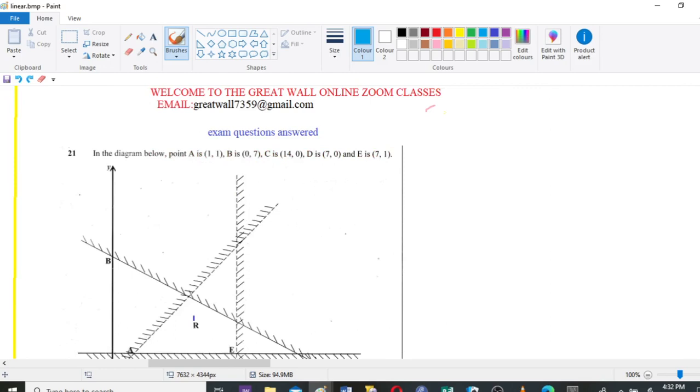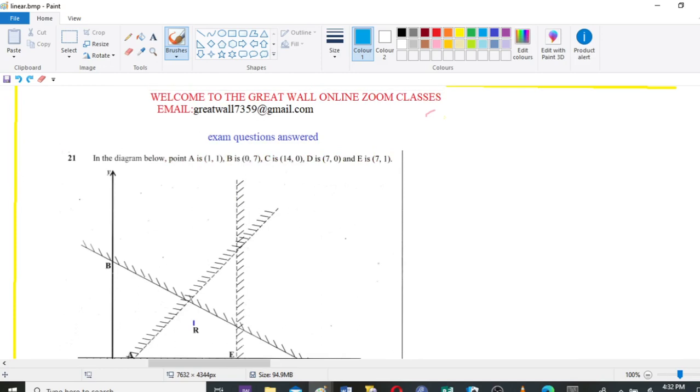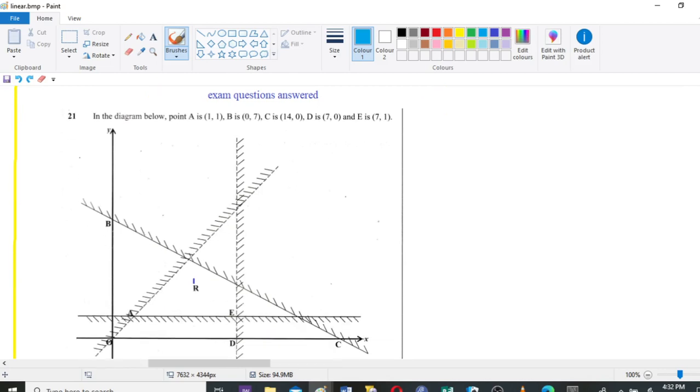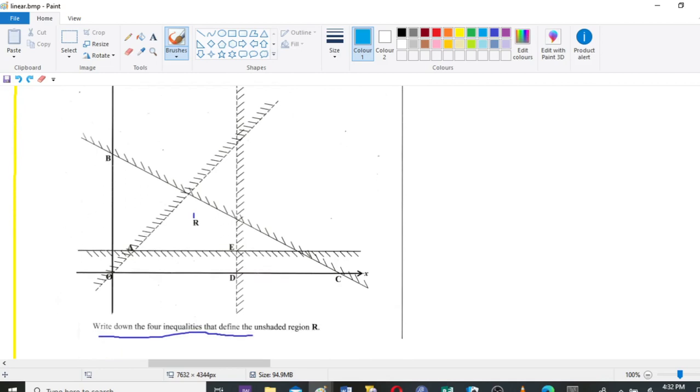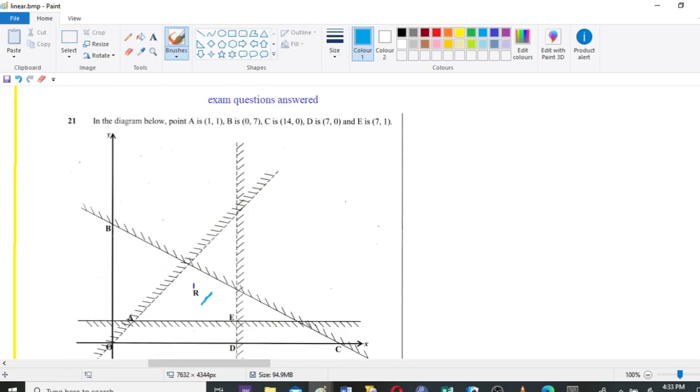So we proceed with the question that we are answering here. This is the question, and again, we are just answering some exam questions on linear programming. Here you can see we've been given the coordinates of each point, represented by the letters, and we've been asked to find the inequalities defining the unshaded region, that is R, this inside part here. All right, so now we're going to do that.